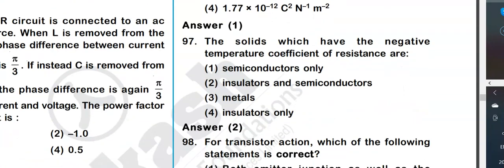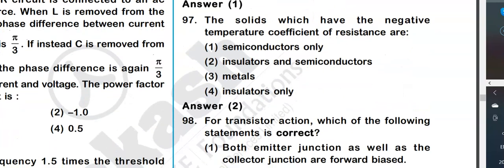Coming to the 97th one, the negative temperature coefficient of resistance is applicable for both insulators and semiconductors. Solids which have the negative temperature coefficient are insulators and semiconductors. So option 2 is correct.